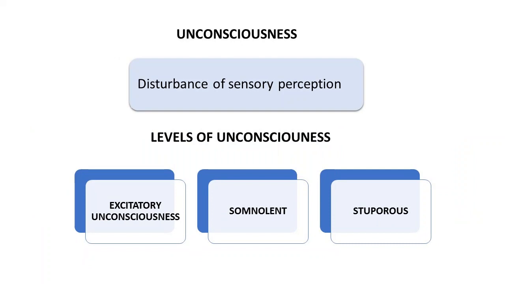There are three levels of unconsciousness: excitatory unconsciousness, somnolent, and stuporous. Excitatory unconsciousness is when the patient does not respond reasonably but may be disturbed by sensory stimuli. A common example is patients under anesthesia. In somnolent, the patient is extremely drowsy and responds only to strong verbal or tactile stimuli. In stupor, patients respond only to painful stimuli such as pricking or pinching of the skin.